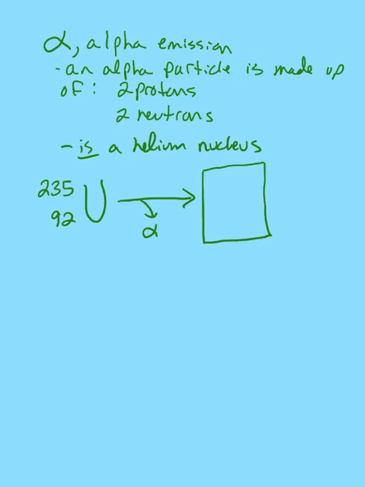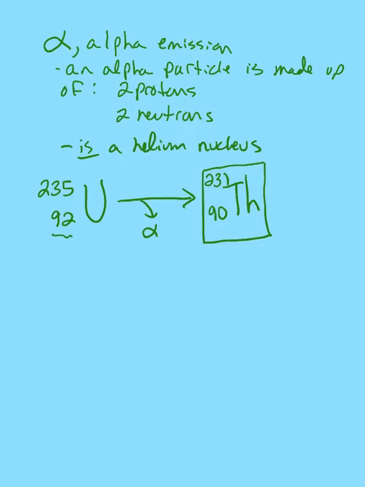All right. So remember, the top number is the mass number, which is protons and neutrons. Since we have 2 of each, that's going to go down by 4. The bottom number is the atomic number, which is just protons. So we have 2 protons, so that's going to go down by 2. Now that it's number 90, it's not uranium anymore, because the number of protons is what makes the element what it is. It's going to be thorium. All right, let's take a look at beta emission.